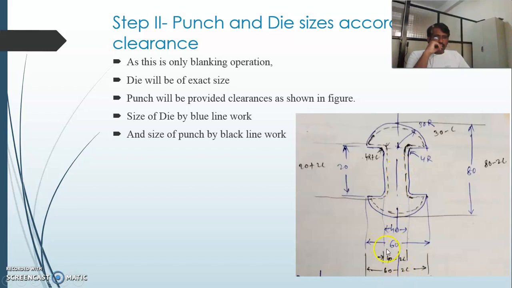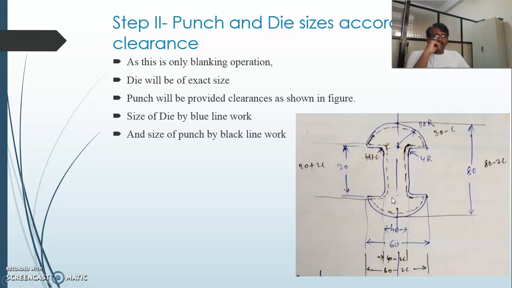60 minus 2C will be the clearance which will be provided to the length of this component. So 60, either side C and C, if we add, it will become 60 minus 2C. And here if we see properly, earlier the dimension of this vertical element is 20. Now the dotted line will move upward, so it will increase. So that's why C gets added into this, and on this side also the C will be added. So this 20 mm now becomes 20 plus 2C. For the punch, this dimension now becomes 20 plus 2C.